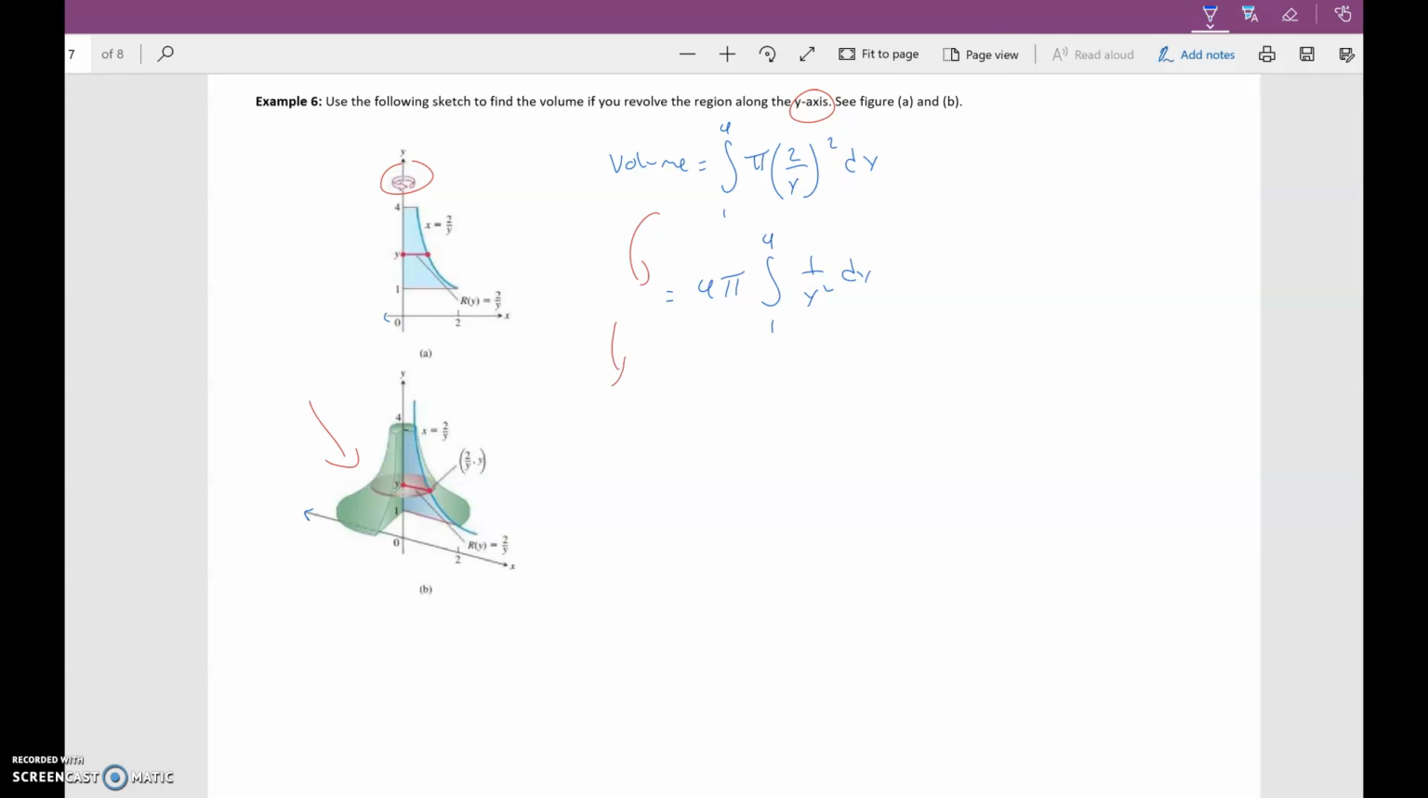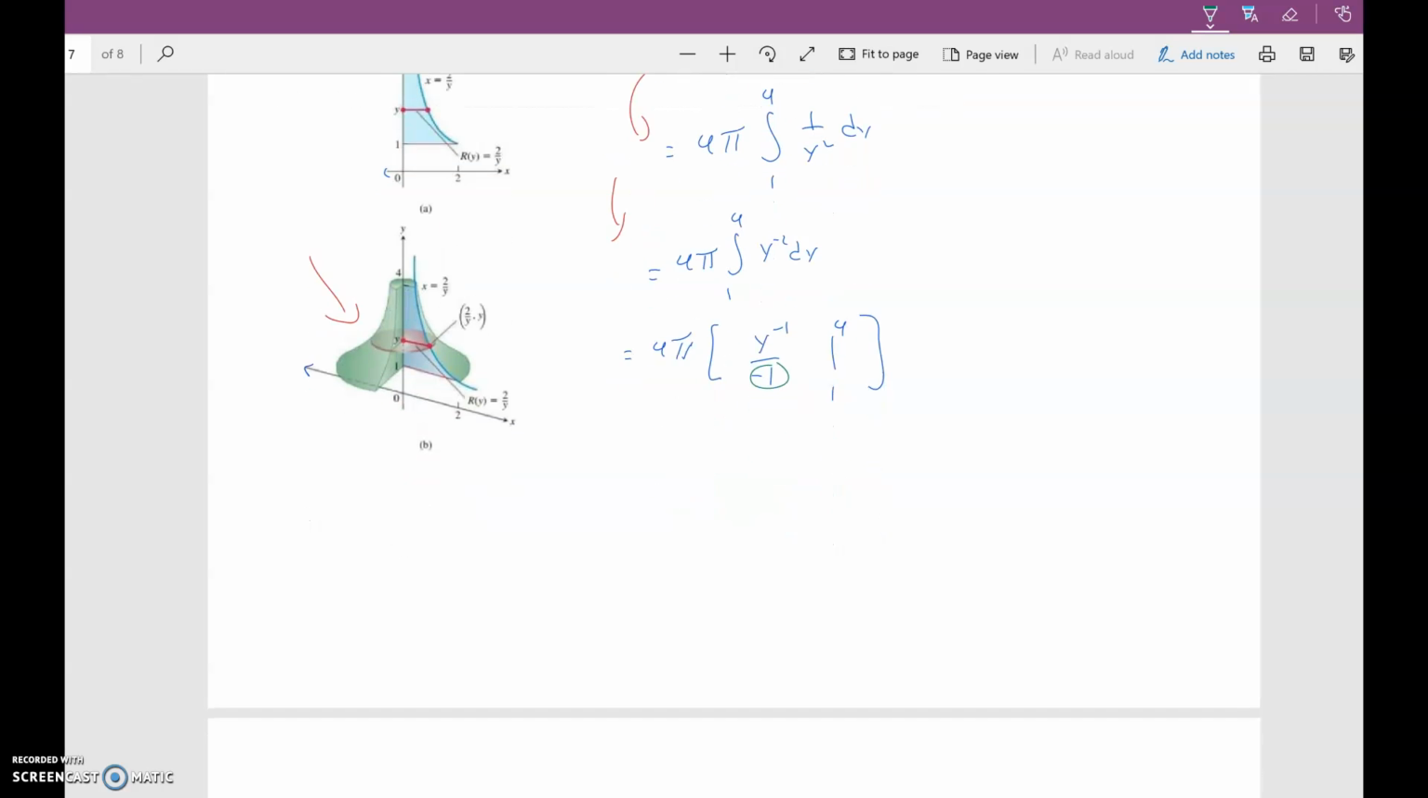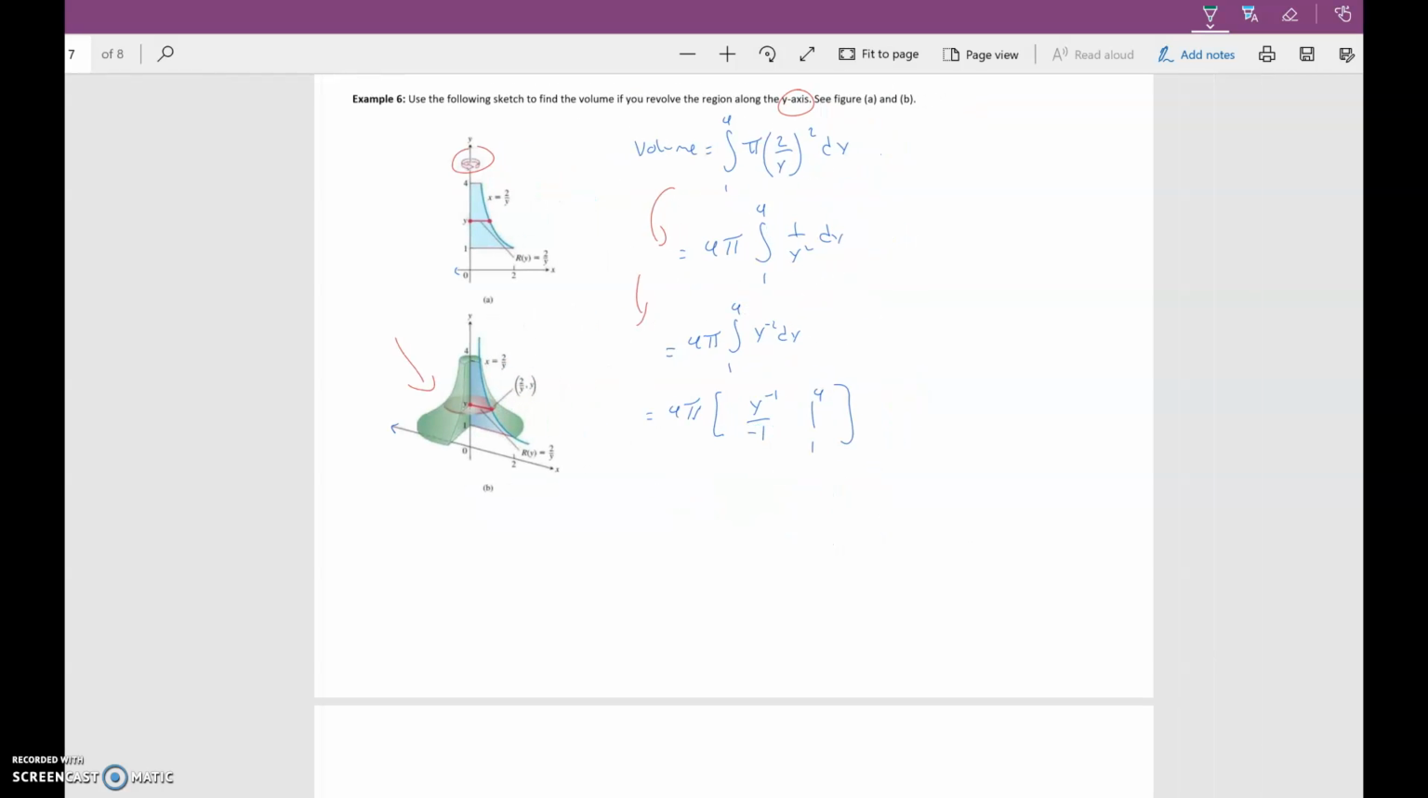And before we do the actual evaluation, let me express it no longer as a fraction. With negative exponents, it'll be easier to evaluate this one. So this is 4 pi integral from 1 to 4 of y to the negative 2 dy, which is 4 pi times the integral, well, actually after you evaluate it, negative 1 over y from 1 to 4. And just so that it's easier on the algebra, let me take out that negative 1.